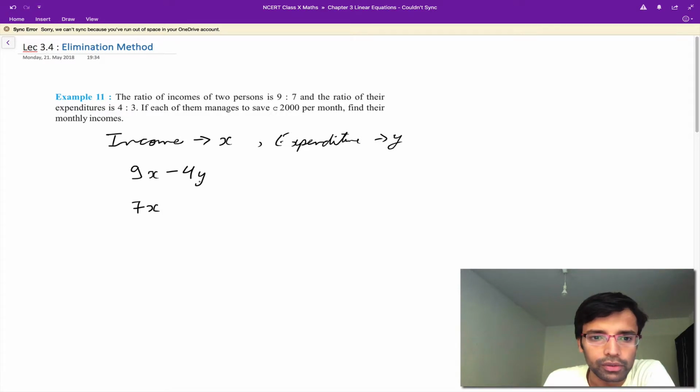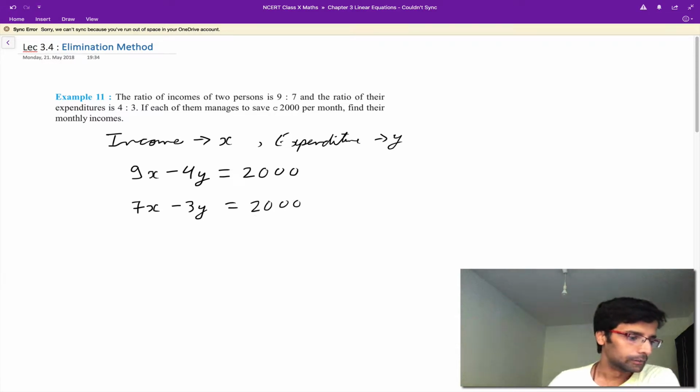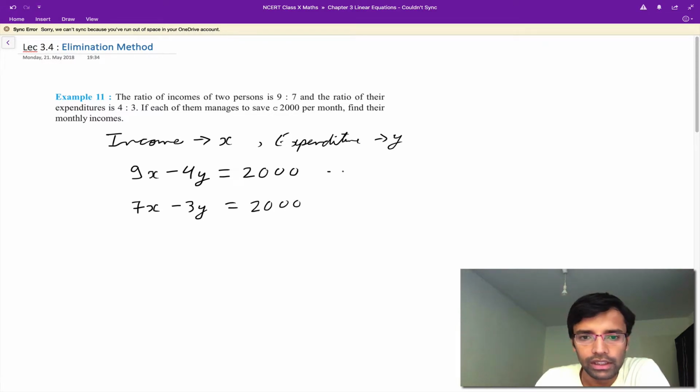9x minus 4y. Now for the second person, since the expenditure has to be in the ratio 4:3, the expenditure will be 3y. And income minus expenditure will be the savings for the first person, which should be equal to 2000, and again income minus expenditure should be 2000 for the other person. So these are our two linear equations.